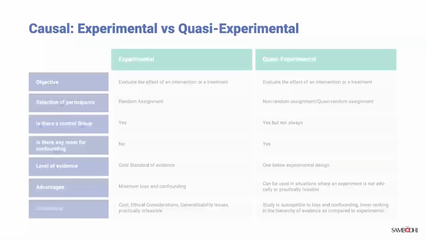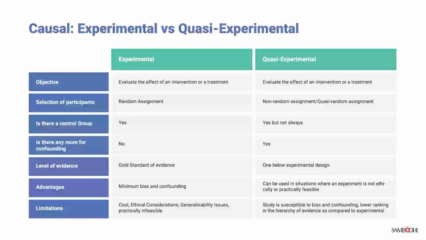To determine the cause and effect relationship between factors, there are two research methods within the causal research design. On the screen is a table that summarizes the similarities and differences between an experimental and a quasi-experimental study design. As you can see in the table, both experimental and quasi-experimental methods have similar objectives, which are to evaluate the effect of an intervention or a treatment. However, there are many differences in both these research methods when it comes to factors like the selection of participants, control group, room for confounding, level of evidence, their advantages, and limitations.